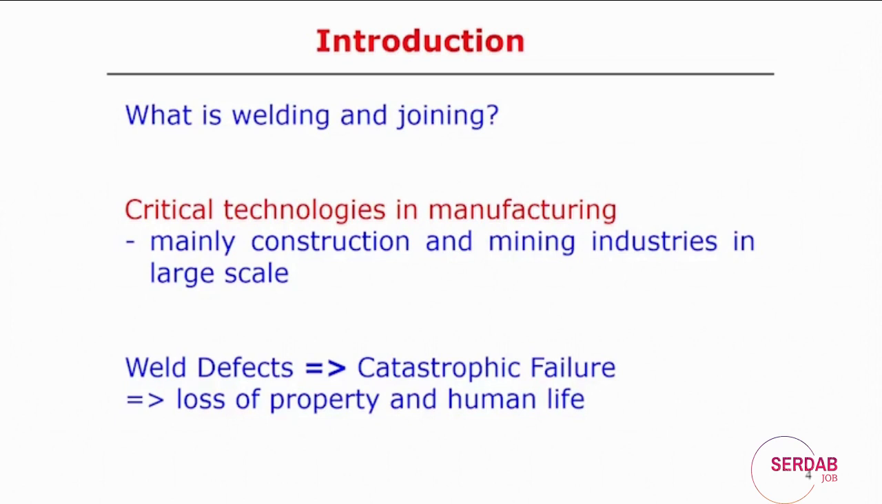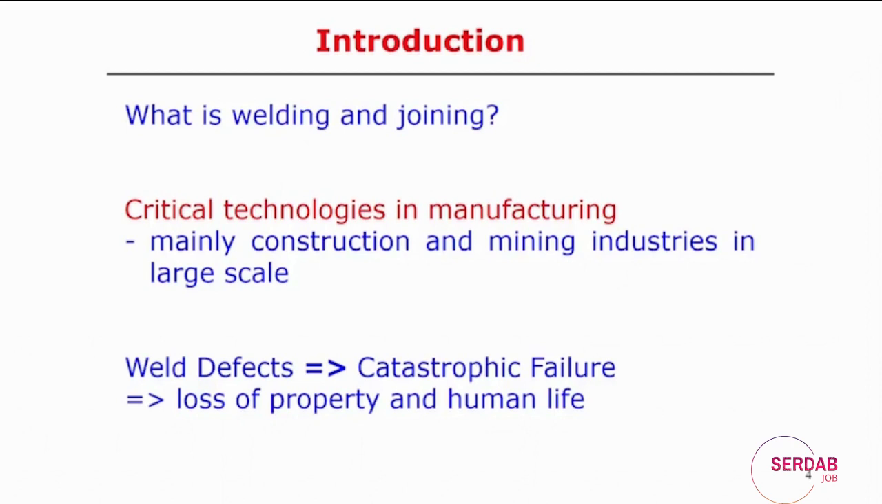So, that can be considered as a joining process. For example, even in adhesive bonding, if you use some glue to join two materials, that can also be called a joining process, but here the mechanism of joining is different from the fusion processes. So, fusion is happening in welding and joining processes, and that is specifically termed the fusion welding process.